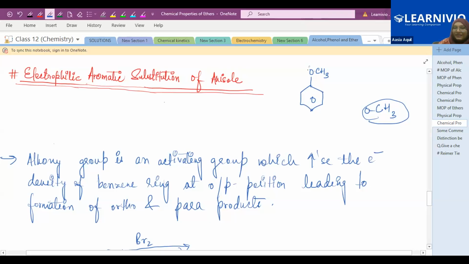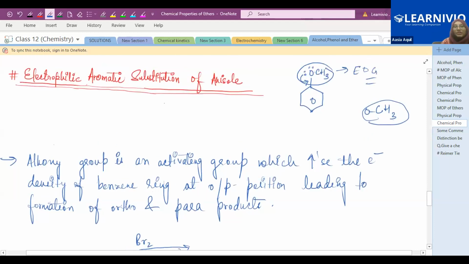Okay, this oxygen has a lone pair. So in this anisole, this oxygen has a lone pair, right? And this OCH3 group, because the oxygen has a lone pair, it donates its electron. It's an electron donating group. It donates its electron to the ring, to the benzene ring. And due to that, the electron density increases in the benzene ring. So basically, this is an electron donating group. It just donates the electron to the ring.